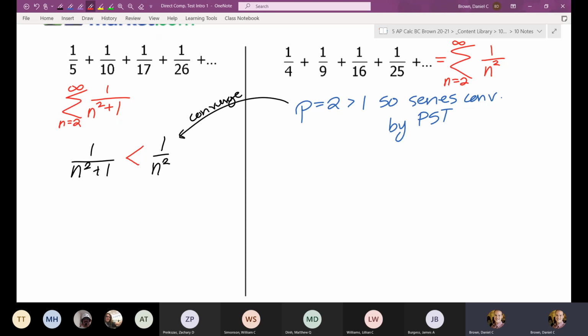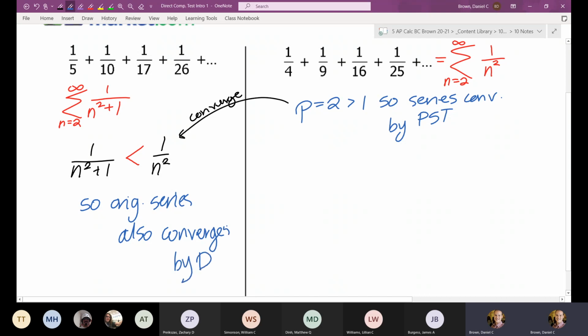And then the idea behind a direct comparison test: if 1 over n squared is converging, what do you think we can say about anything smaller than 1 over n squared? It also converges. So how we would form that? The original series also converges. And the reason we're using DCT, the direct comparison test, for this one is because we are directly comparing one series to an easier one. And that's the basic gist of how we're using the direct comparison test.